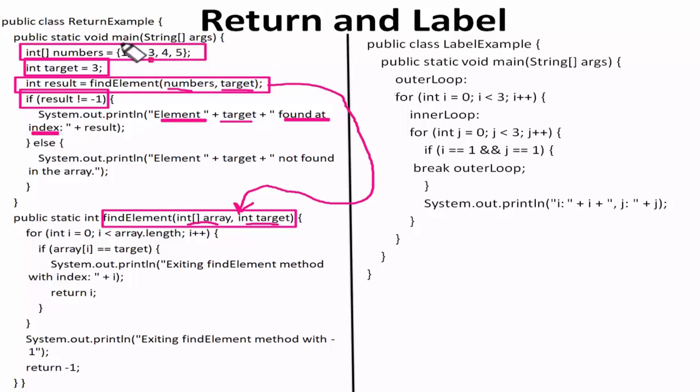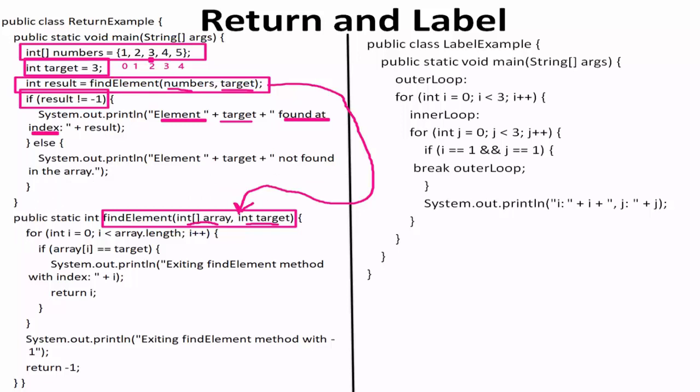For example, how will the index be related? Here 1 is at position 0, 2 is at position 1, 3 is at position 2, 4 is at the third position and 5 is at the fourth position. Array index starts from 0 to n minus 1. So it is going to print that the target element is found at the index, and print the result. Else it is going to print the message that the target element is not found in the array.